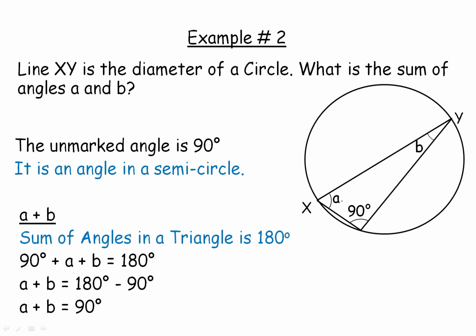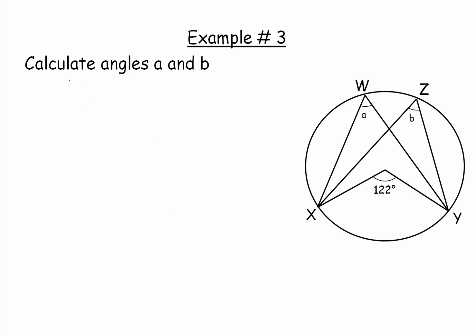We do not have enough information to determine what A is and what B is, but what we know is that when we add the two of them, we have 90 degrees. All right, let's see problem 3. Calculate angles A and B from this diagram.